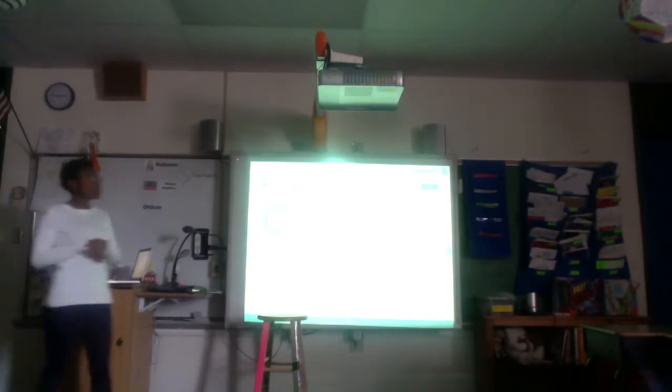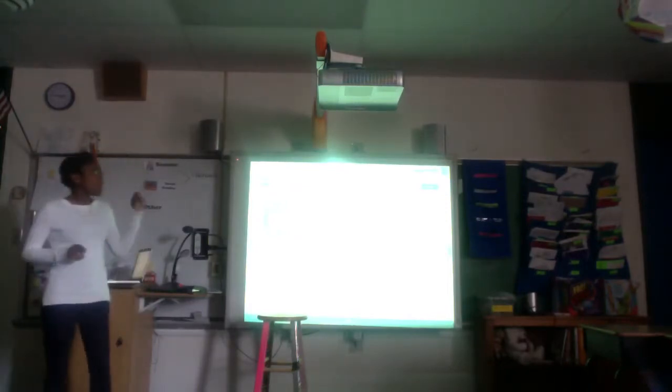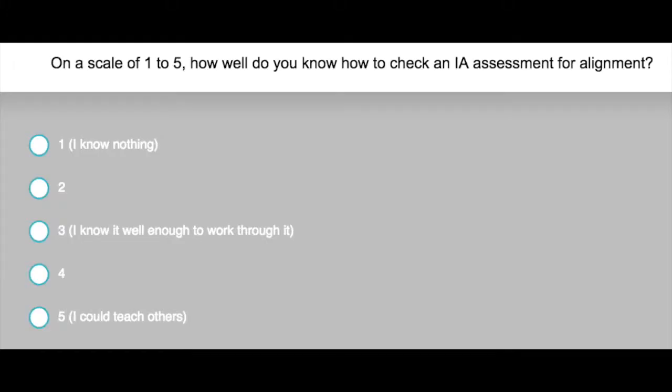So my first question that I'm going to ask of you, how well do you know how to check an IA assessment for alignment? If you know absolutely nothing, you're going to select 1 and hit send. If you're pretty much in the middle, you know enough, you could work through it, but you wouldn't feel comfortable teaching it to someone, you're going to select 3. And if you could do it and teach others.